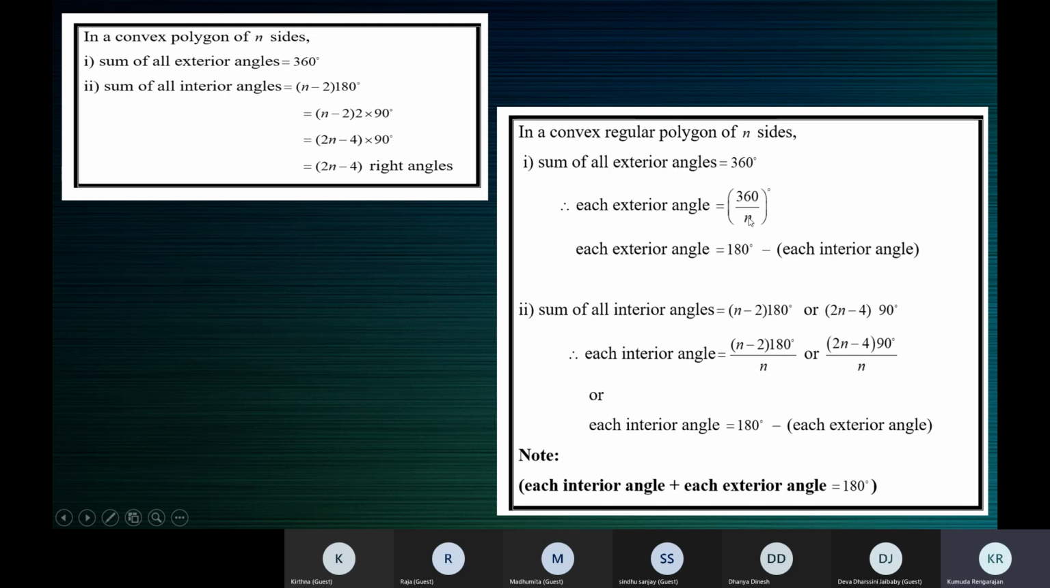But we know that if a polygon has n sides, it has n interior angles and n exterior angles. So 5 sides means 5 angles it has. So you might think why we are substituting sides when it is angles. 5 sides means 5 angles, 5 interior angles and 5 exterior angles. So 360 degrees will be divided. Suppose it's a regular pentagon. So this total of 360 degrees is divided equally among 5 angles. So 360 by 5.